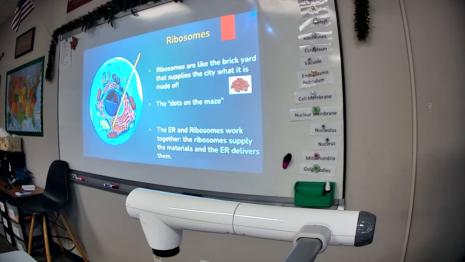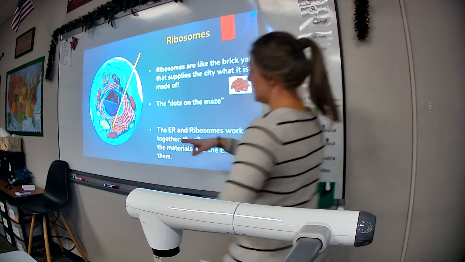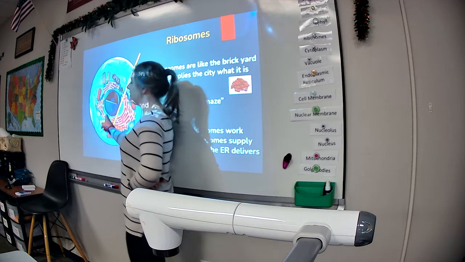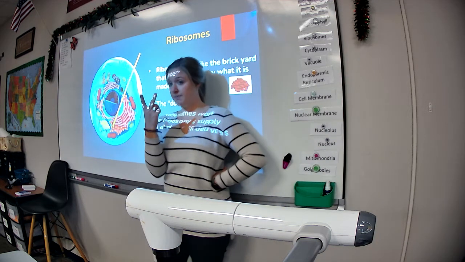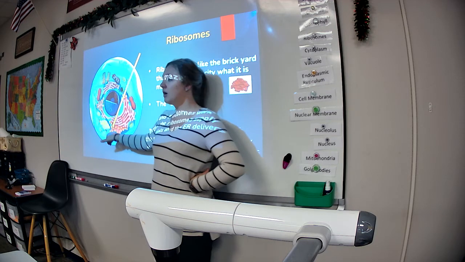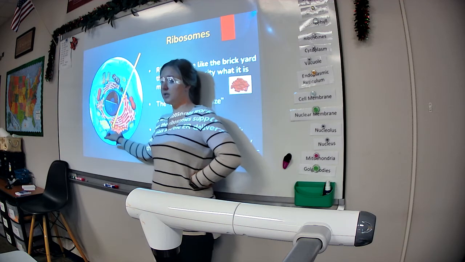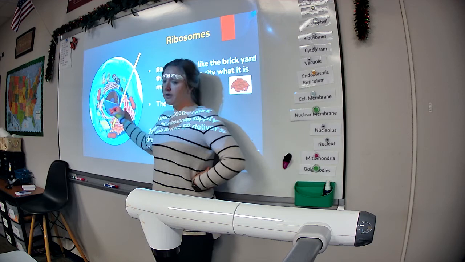All of the light pink and the darkish pink red, is all of that the endoplasmic reticulum? Yes, all of this. Now, there are 2 types of ER as well. Rough ER is the parts where the ribosomes are attached. Smooth ER is where there are no ribosomes.